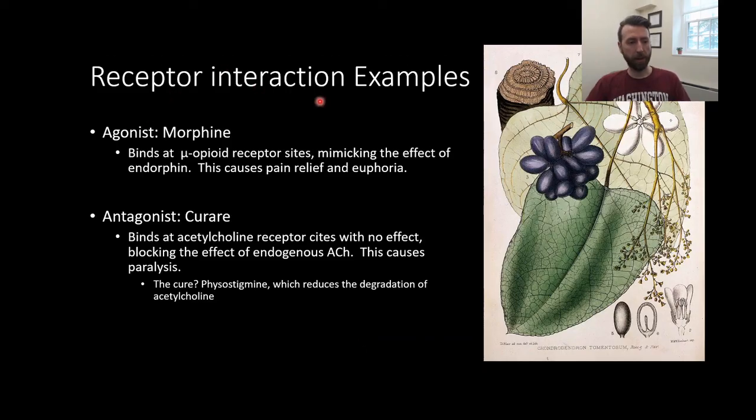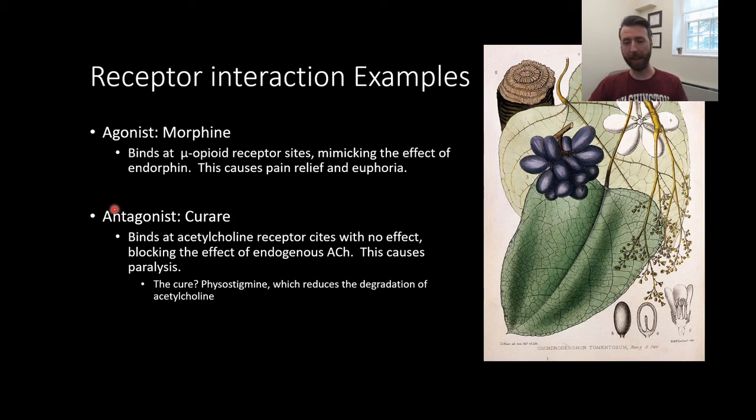So let's talk about a few examples of receptor interaction. Morphine is an agonist of the mu-opioid receptor. At the actual mu-opioid receptor, morphine comes in and mimics the effect of endorphin. So it binds and acts just like endorphin and produces pain relief and euphoria, making it a useful analgesic drug.